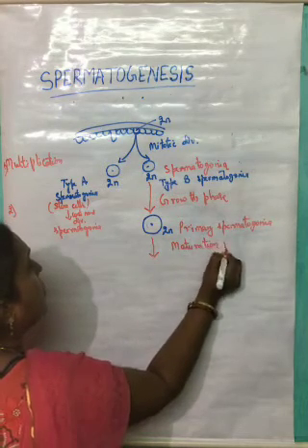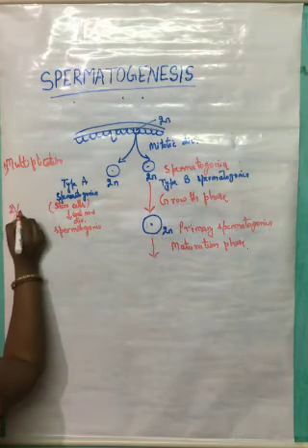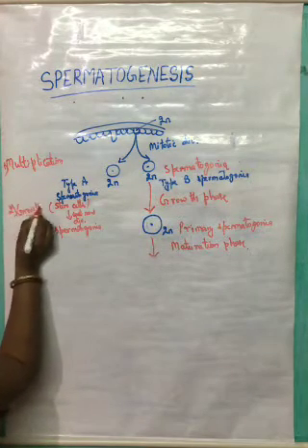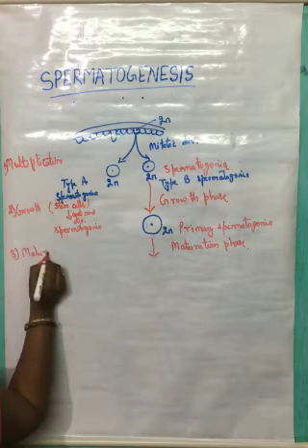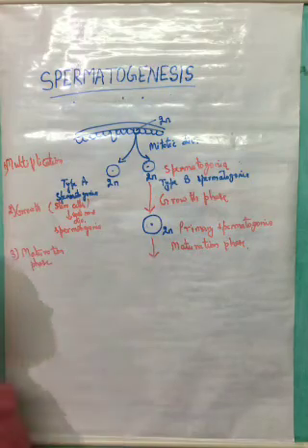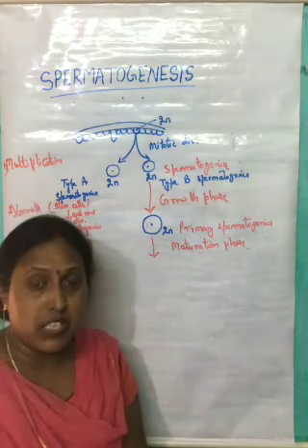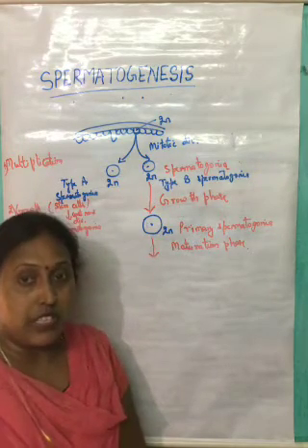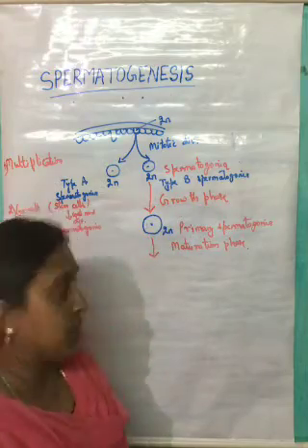Maturation phase. So the first phase is multiplication phase, second one is growth phase, and the third one is maturation phase. During this maturation phase, this primary spermatogonia will undergo the next step of cell division, which is known as the meiotic cell division.